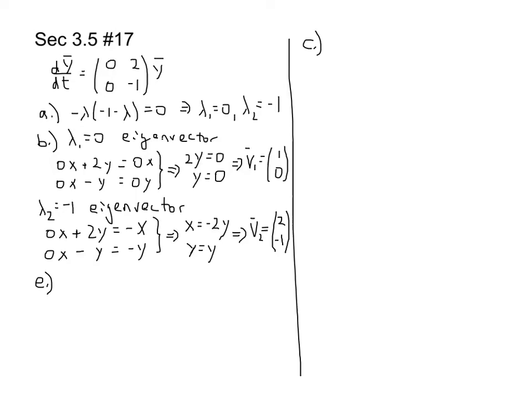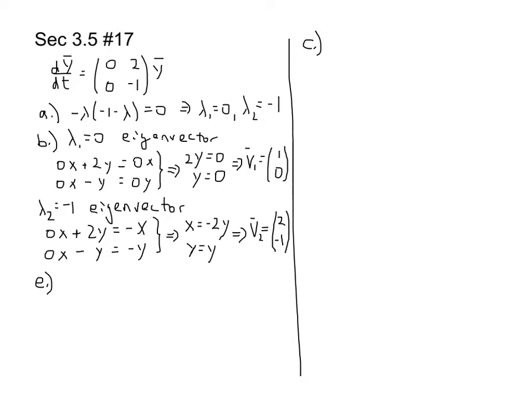This is problem number 17 from section 3.5. Here we're dealing with a zero eigenvalue. We're given our matrix. We use our characteristic polynomial. We find two distinct real eigenvalues. However, one of them is a zero. Even with zero, we can still find a corresponding eigenvector.